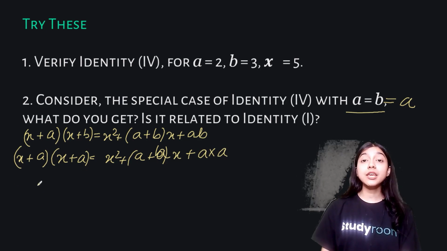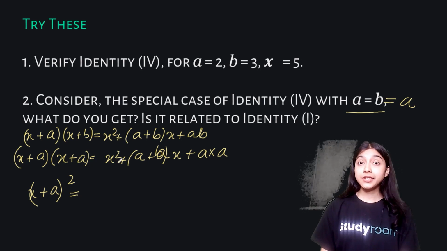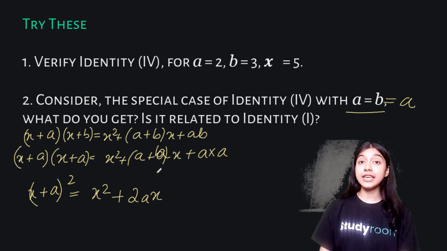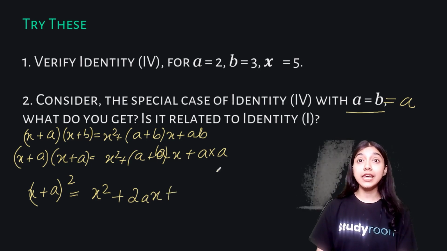So x plus a multiplied with itself gives us x plus a whole square, which is equal to x square. Now a plus a gives us twice a. So we have over here twice a and we have x over here. So we'll get twice ax, because a plus a gives us 2a and 2a into x gives us 2ax. And over here we have a into a, that is a square.